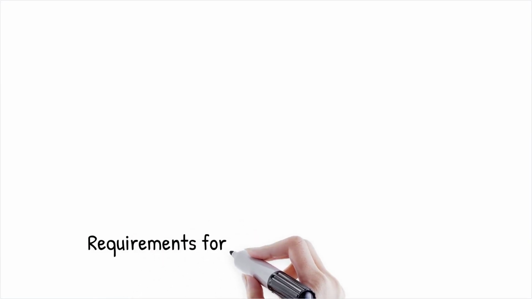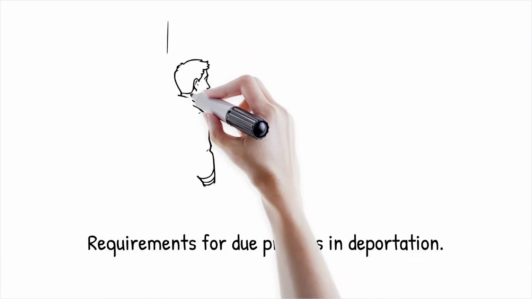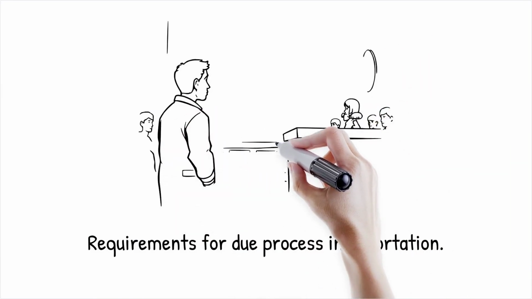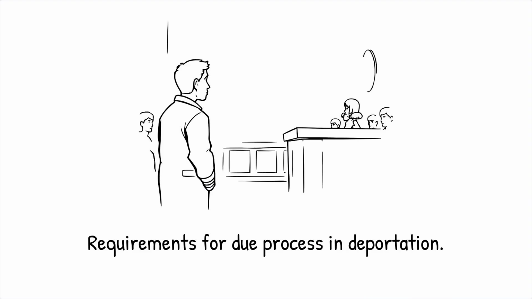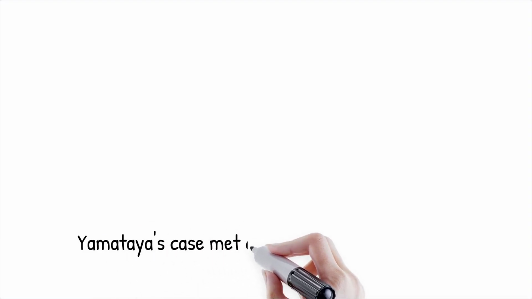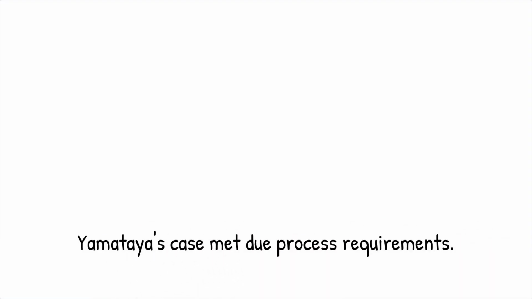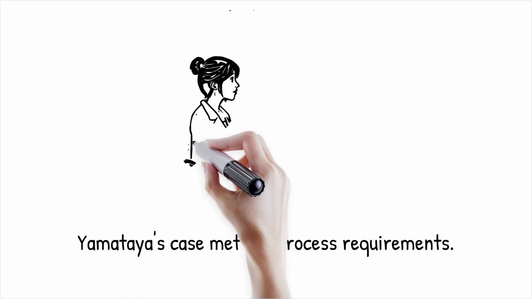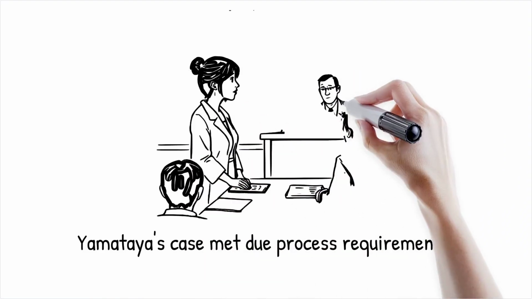This includes notice of the charges, an opportunity to be heard, and a fair hearing before an executive or administrative tribunal. The court emphasized that no person within U.S. jurisdiction can be deprived of life, liberty, or property without due process of law. Despite recognizing due process rights, the court found that Yamataya had received sufficient process under the circumstances.